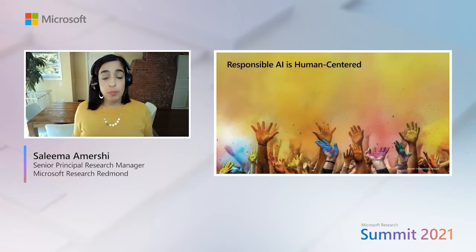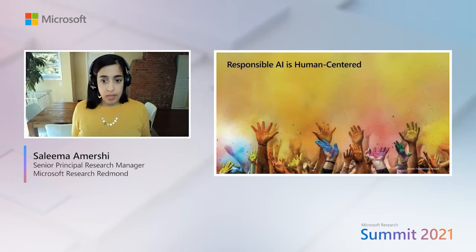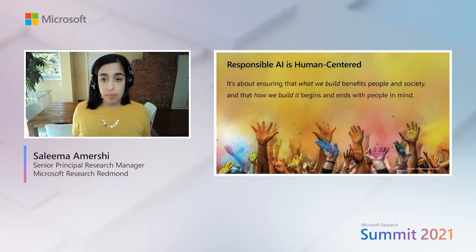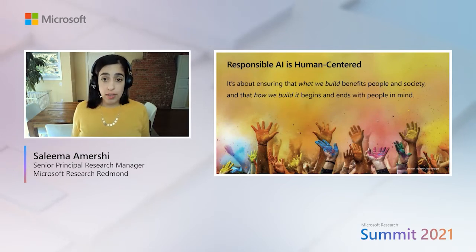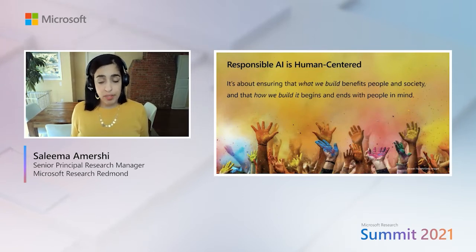So this is where human-centeredness comes in. That is, building AI responsibly requires that we adopt some human-centered practices. Okay, so what's that? People use this term in many different ways. I like to relate it back to its origins in human-centered design, which says that it's about ensuring that what we build benefits people and society, and that how we build it begins and ends with people in mind.